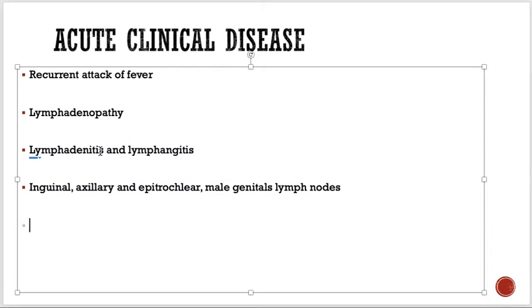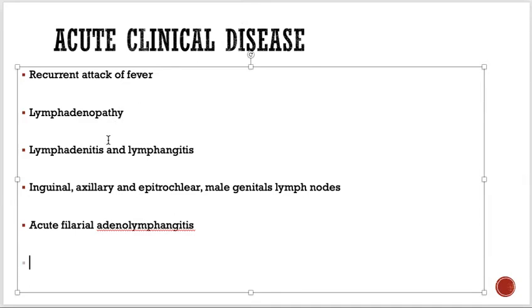So this is how this condition presents, like an acute illness or acute clinical condition. We also call it acute filarial adenolymphangitis. It is believed that this is an immune mediated inflammatory response to the dead or dying adult worms. So simply, this is how this condition presents as an acute clinical disease.